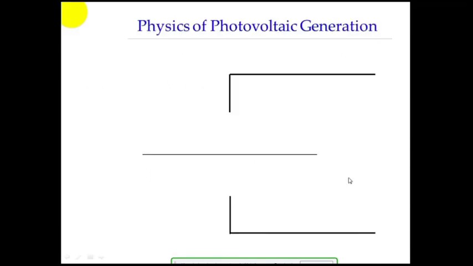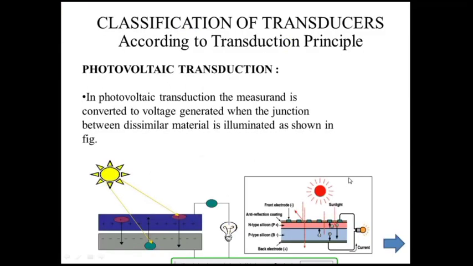Okay, now there are two dissimilar materials. So these will be considered as two dissimilar metal plates. The plus indicates holes and the minus indicates electrons. Due to the presence of sunlight, the electrons and holes recombine with each other. If the electrons and holes recombine, what happens? Current is generated. So based upon this light energy, it's converted into electrical energy.